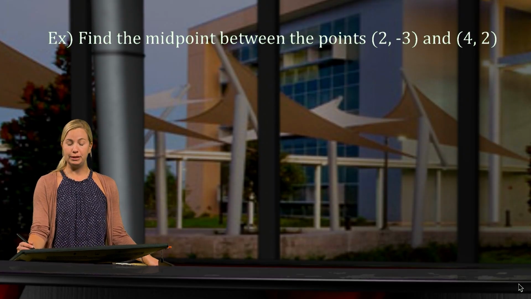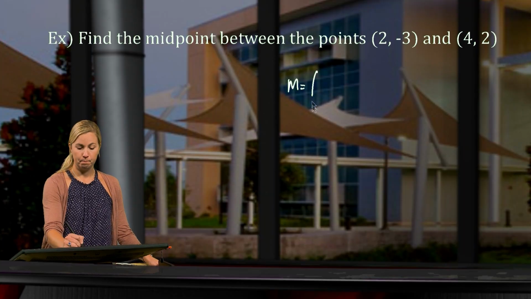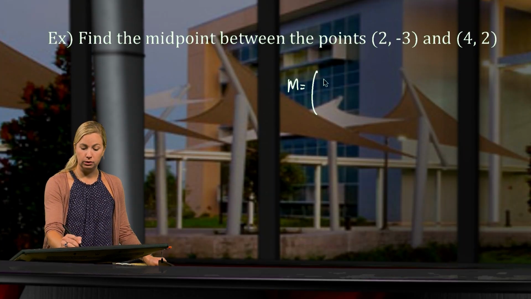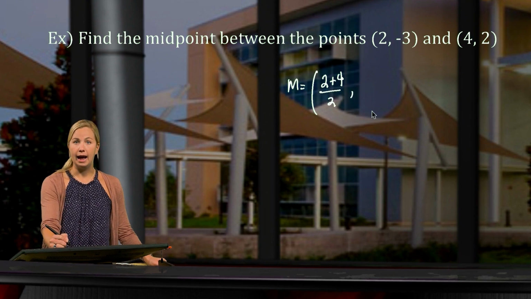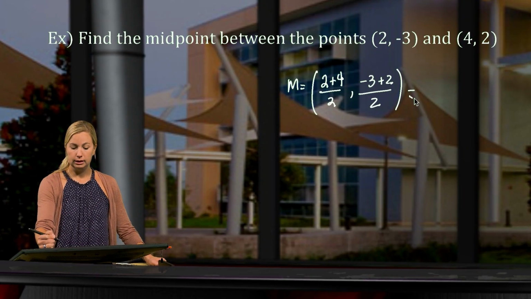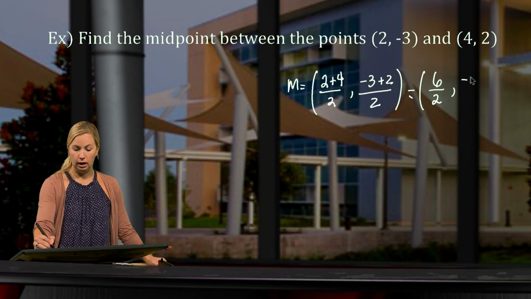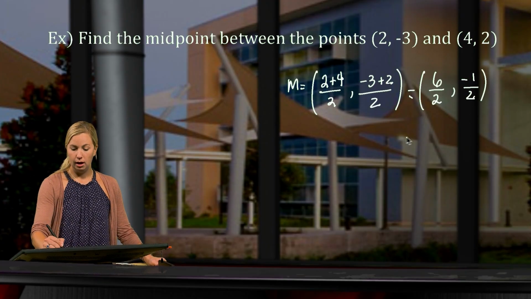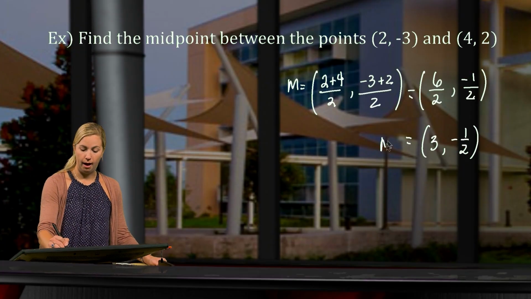Let's find the midpoint between (2, -3) and (4, 2). We're going to average our x values, so 2 plus 4 over 2, and average our y values, -3 plus 2 over 2. Simplifying this, we get 6 over 2, -1 over 2, and we can simplify our x-coordinate to 3, so the midpoint is (3, -1/2).